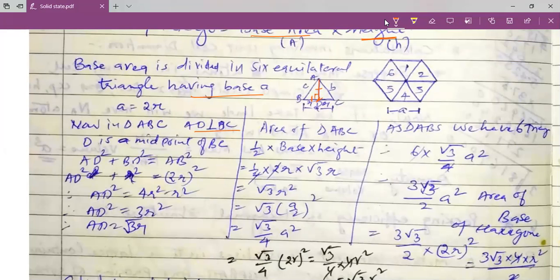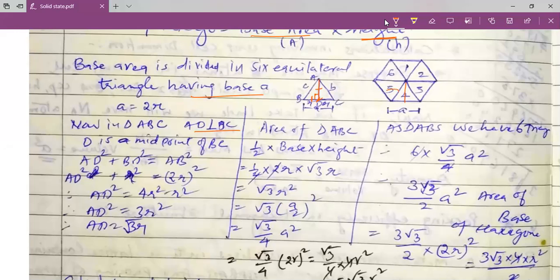So AD square plus BD square is equal to AB square. Now, my dear students, if you do it this way, you will come to know that AD square plus BD square is equal to AB square. So this is AB, this is AD, and this is BD.